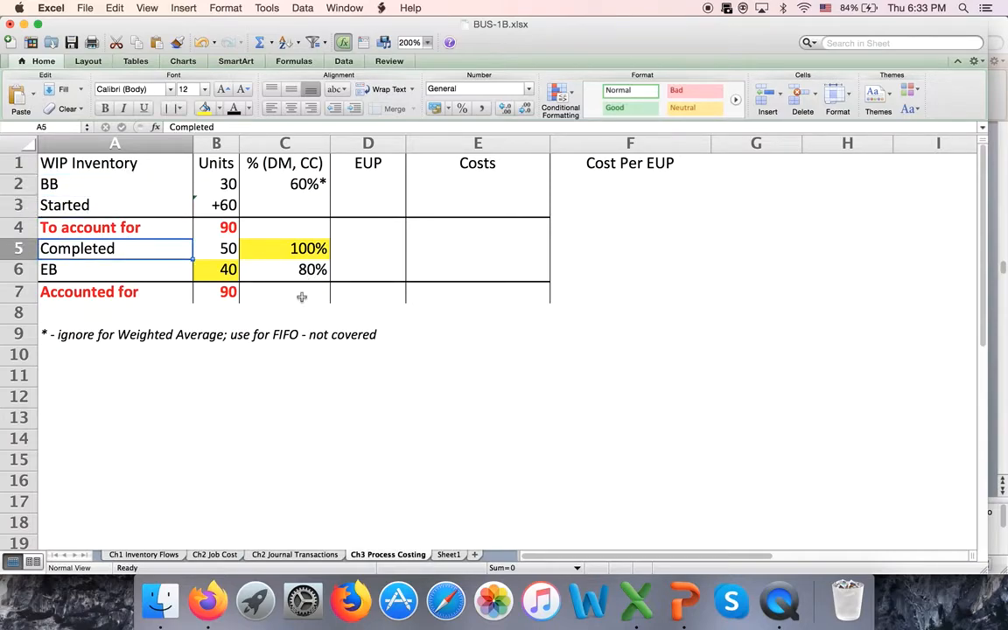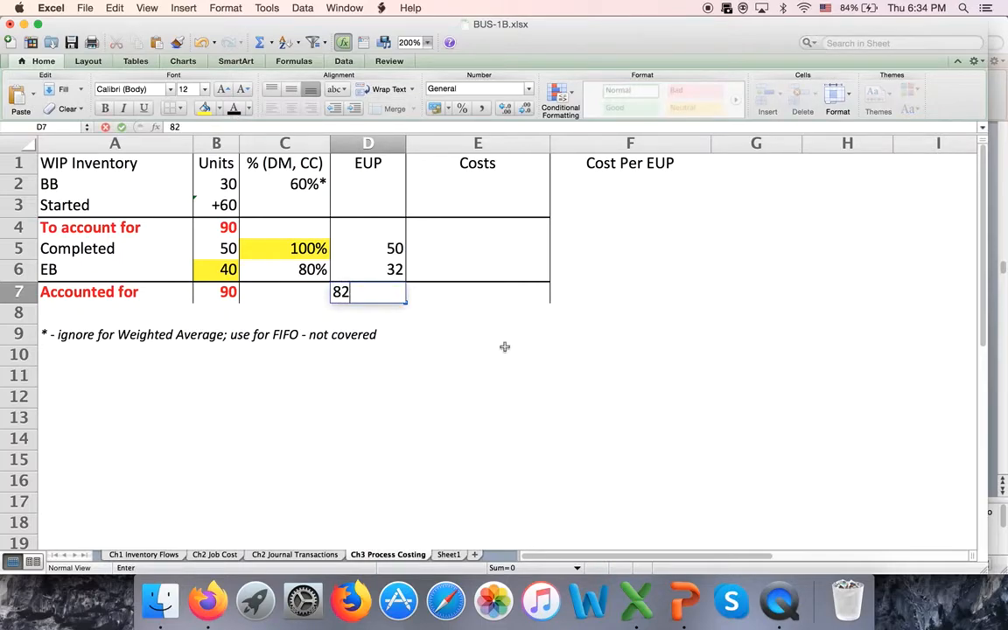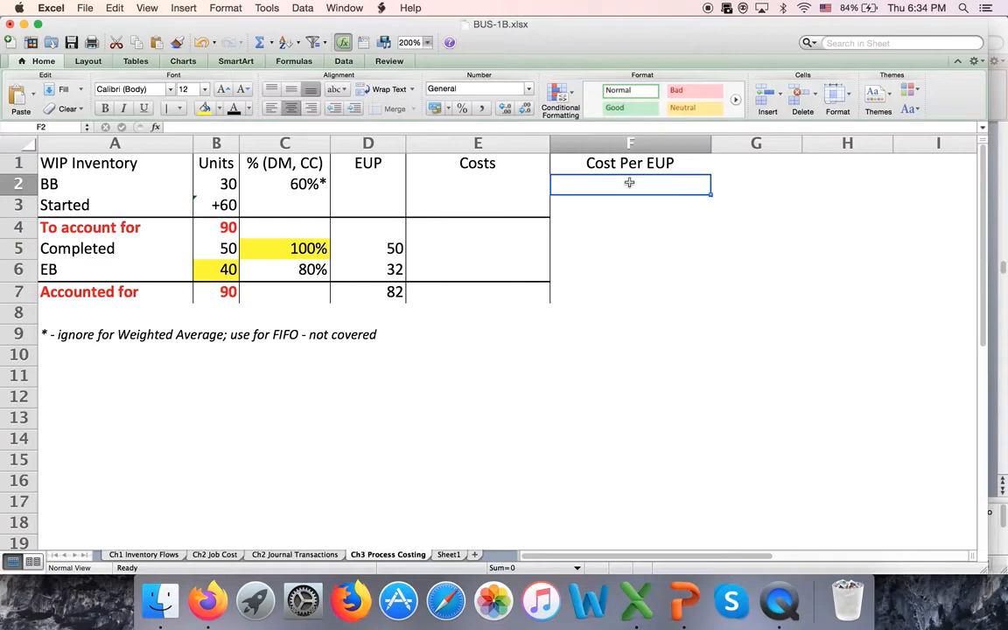Okay? So, equivalent units of production. So how many of completed units are complete? 50, right? 50 units multiplied by 100%. So equivalent units are the same as actual units. But right here, 40 units, but they're only 80% complete. So I multiplied. So instead of 40, I'm going to be using 32. And I want to know this total. So my total units of production here are going to be 82. And so we are using the so-called weighted average method.